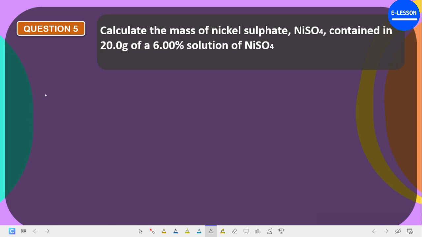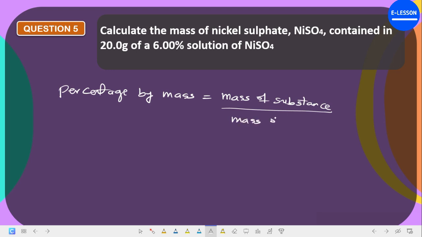The next question says, calculate the mass of nickel sulfate contained in 20 grams of a 6.0% solution of nickel sulfate. Now, percentage, when you say calculate the mass of nickel sulfate, let's use the formula, percentage by mass, depending on whether it is mass by mass or mass by volume. Percentage by mass is equal to the mass of substance all over mass of solution times 100%, which is 100 over 100.